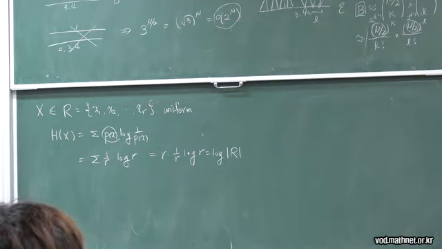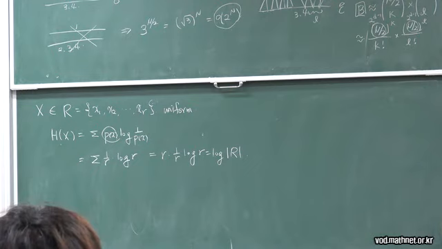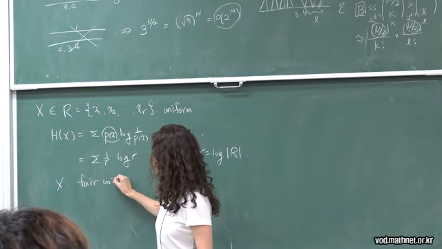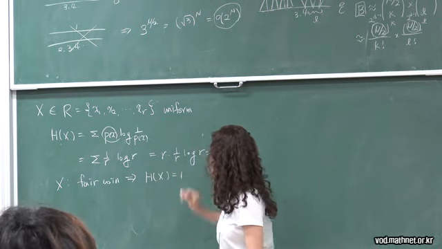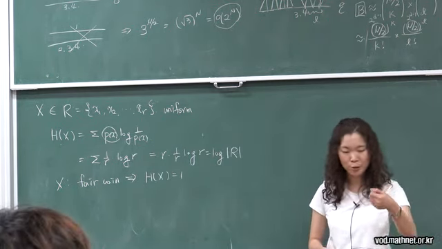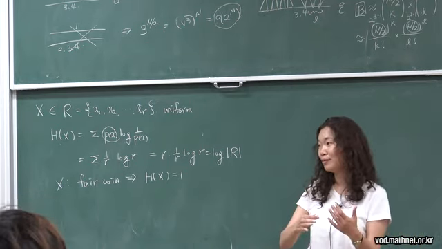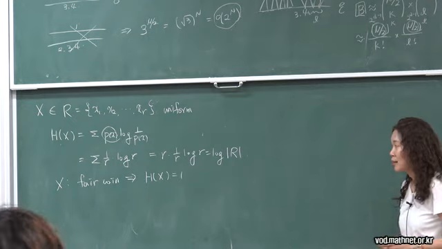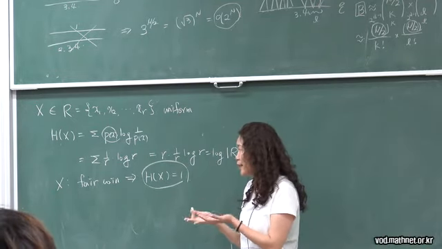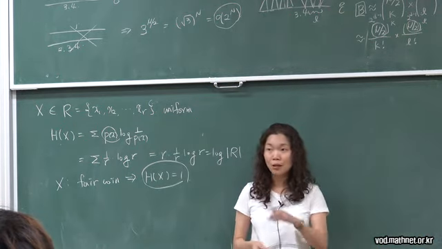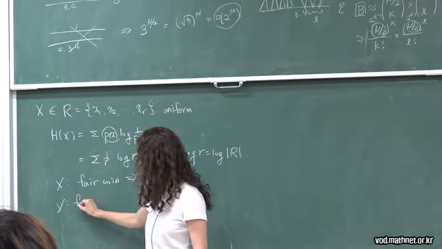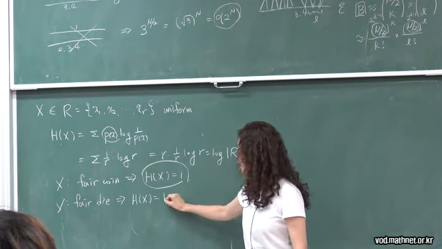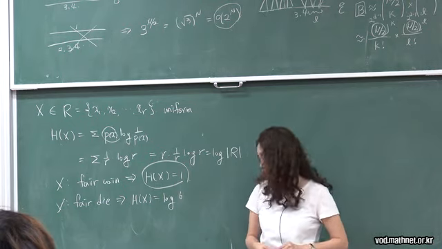So for example, if X is a fair coin, then in this case H of X is going to be 1, right? When we throw a fair coin, it has 2 possibilities, head or tail. Then how many bits do we need to encode this information? 1, because it has 2 possibilities. So this represents the amount of information in this random variable. On the other hand, what if X is a fair die? In this case, H of X is log of 6.